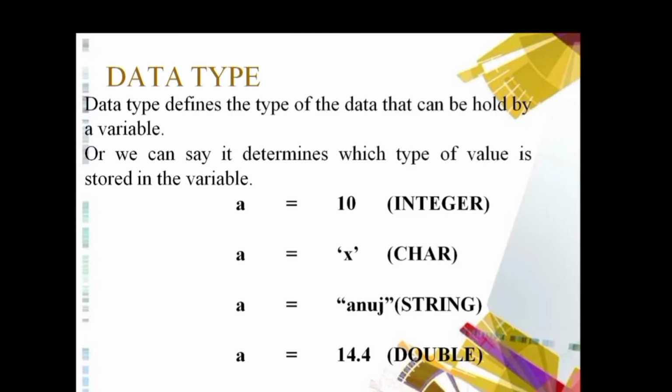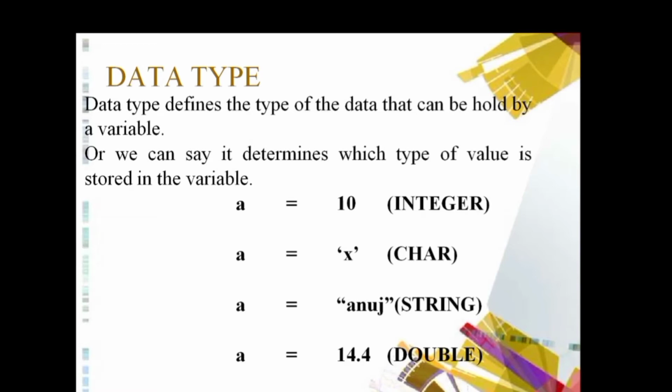Data type defines the type of the data that can be held by a variable. It means the value that can be held by a variable comes under the category of data type, or we can say it determines which type of value is stored in a variable. Suppose we have some examples. Here the value of a is 10, so 10 is an integer and the data type of this variable is integer. After that, a is equal to 'x' within single quotes. It's a kind of character, so the data type is character.